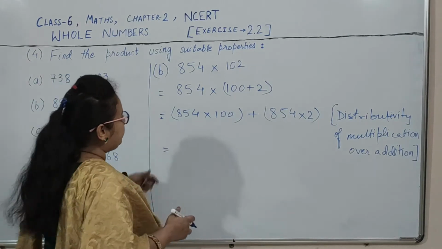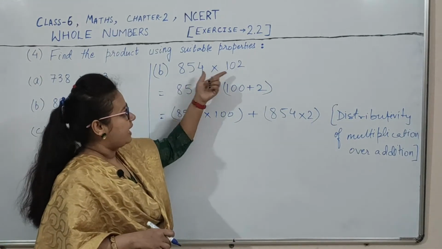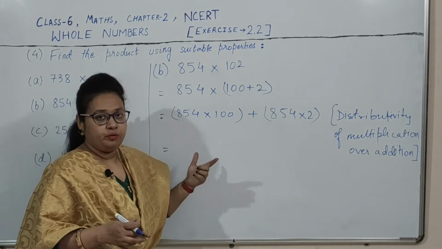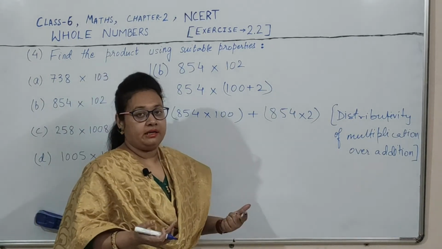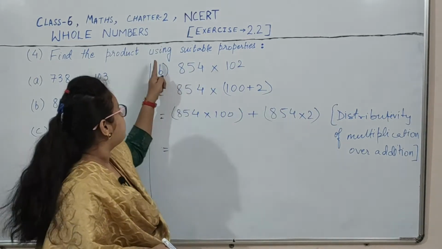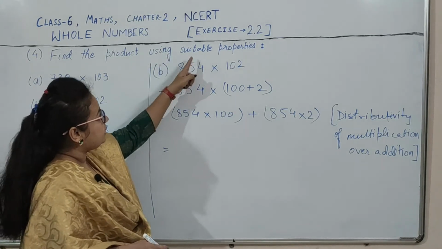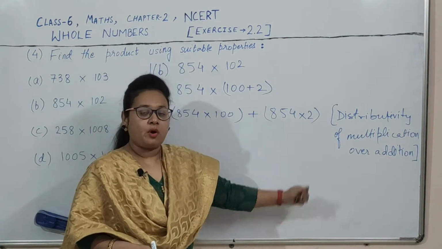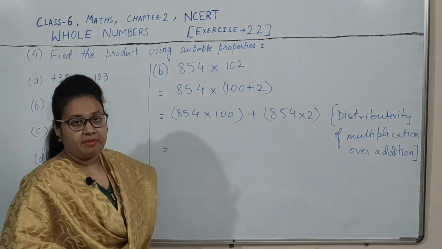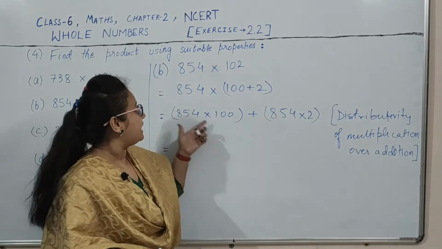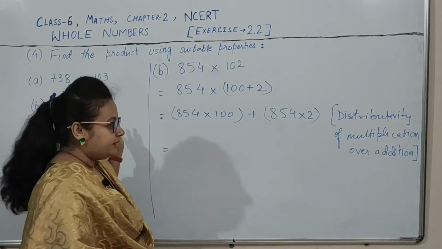See, in your exam, if you directly multiply these two numbers and give the correct answer also, you will not get full marks, you will get no marks. Why? Because it is written that you have to find the product using suitable properties. If you do not make use of those properties, then you will not get any marks. So you have to learn all these properties, make use of them, and then find the product of the numbers.